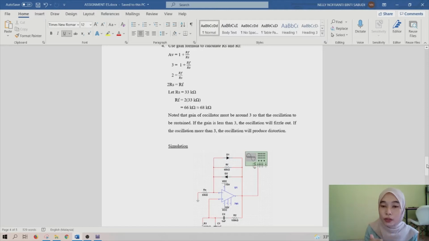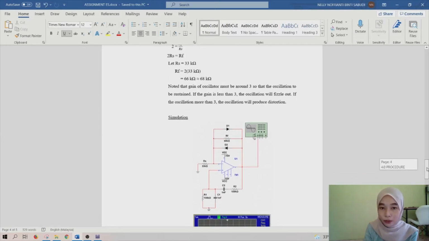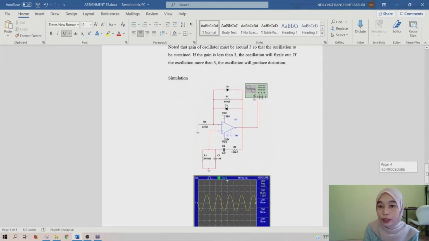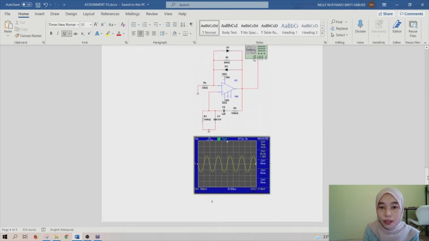Note that the gain of the oscillator must be around 3 so that the oscillation is sustained. If the gain is less than 3, the oscillation will fizzle out. If the gain is more than 3, there will be distortion in your frequency. Okay, so this is my circuit.